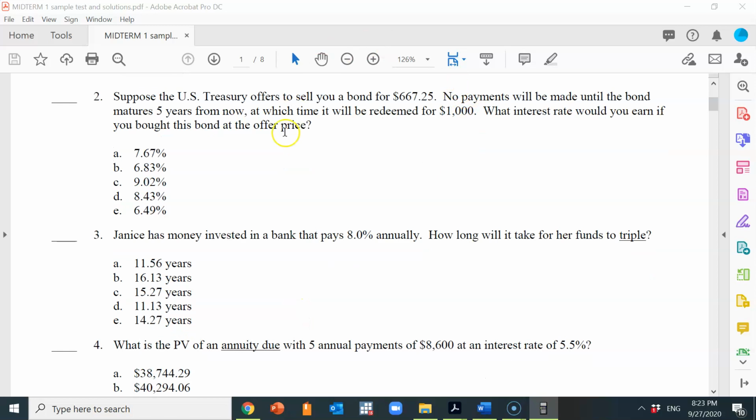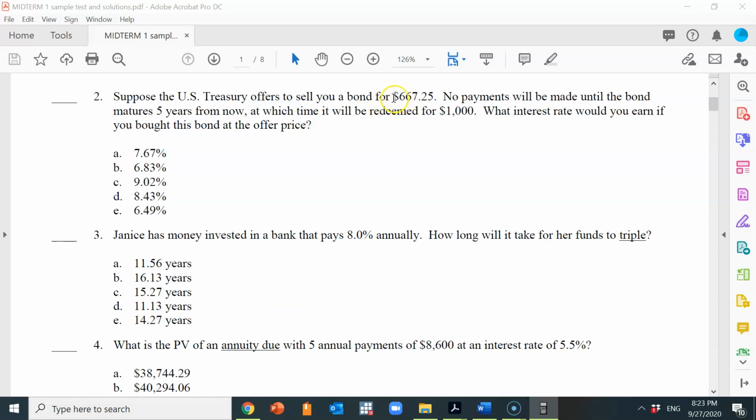Question number 2. Suppose the U.S. Treasury offers to sell you a bond for 667.25. No payments will be made until the bond matures 5 years from now, at which time it will be redeemed for 1,000. What interest rate would you earn if you bought this bond at the offered price?